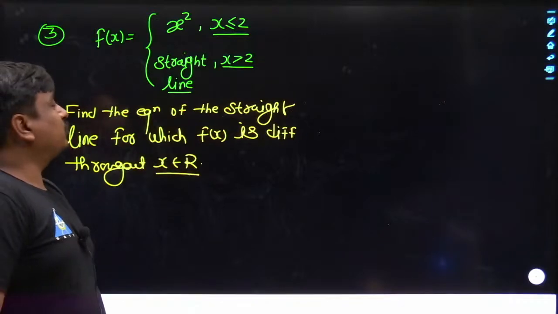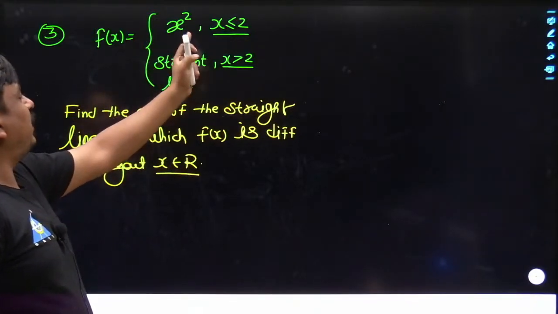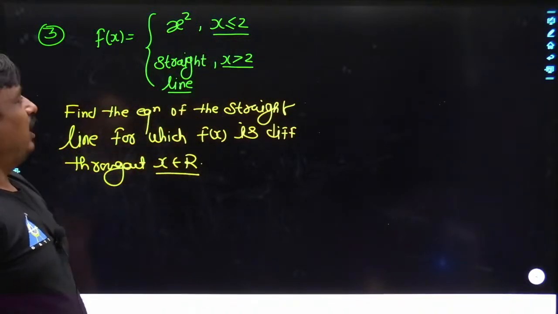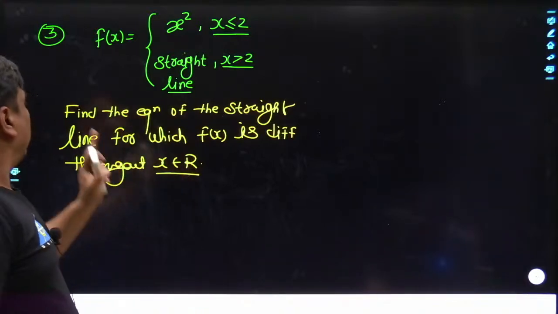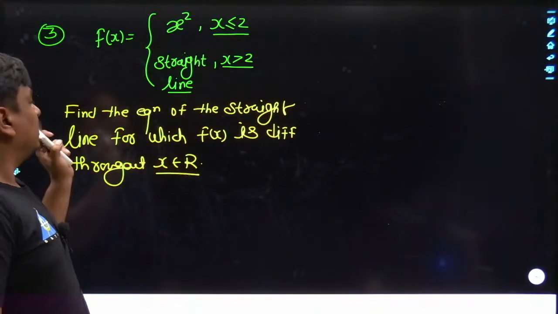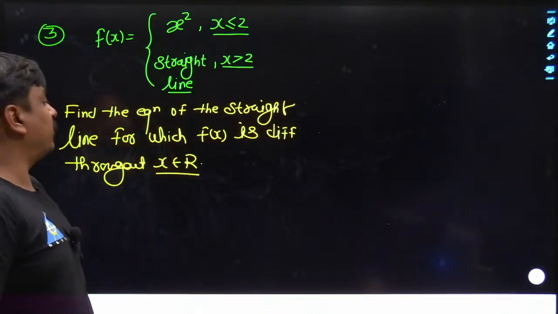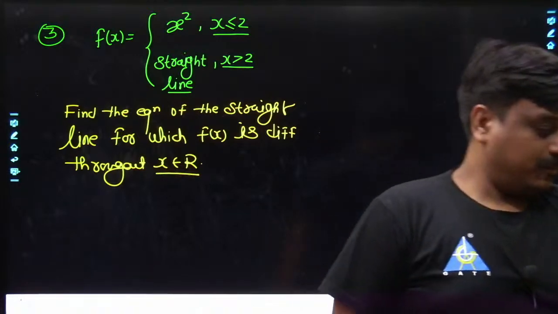Should I be repeating this problem once again? The f of x is defined as x square when x is less than or equal to 2 and is defined by a straight line for x greater than 2. I need to find the equation of the straight line for which f of x remains a differentiable function throughout the range of x.